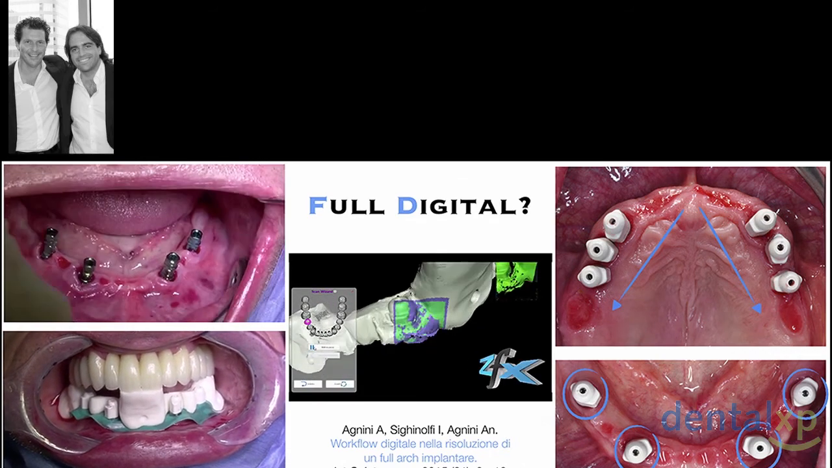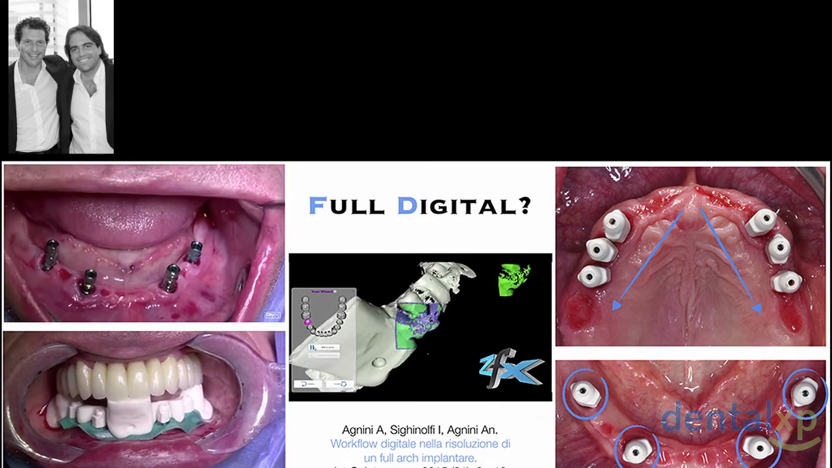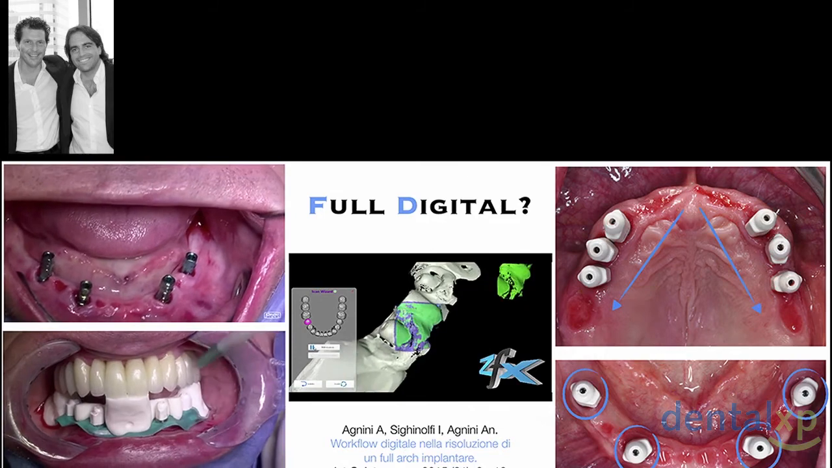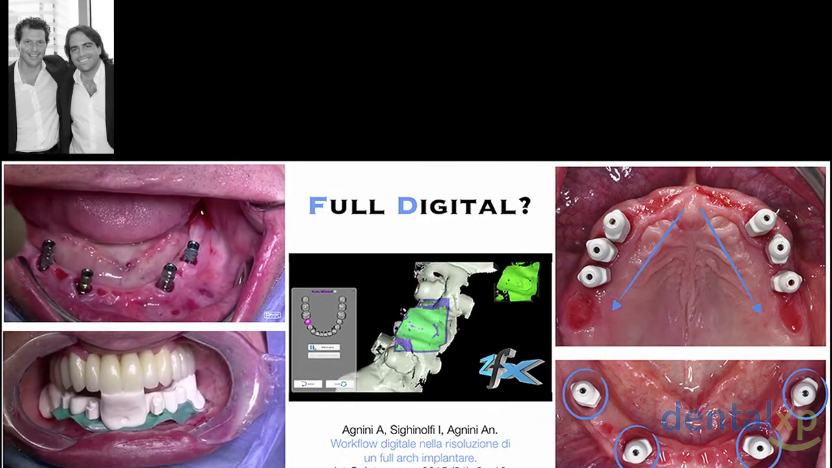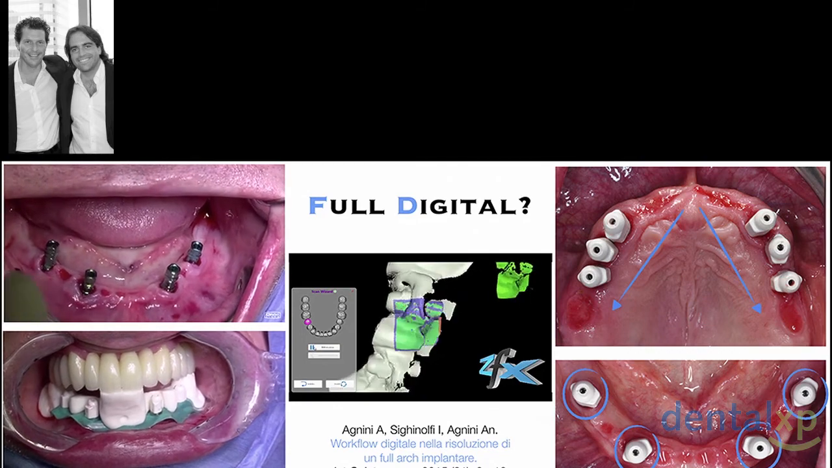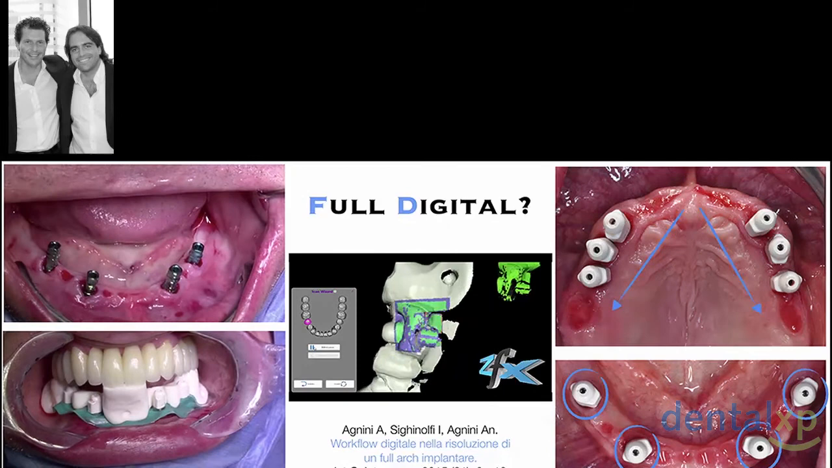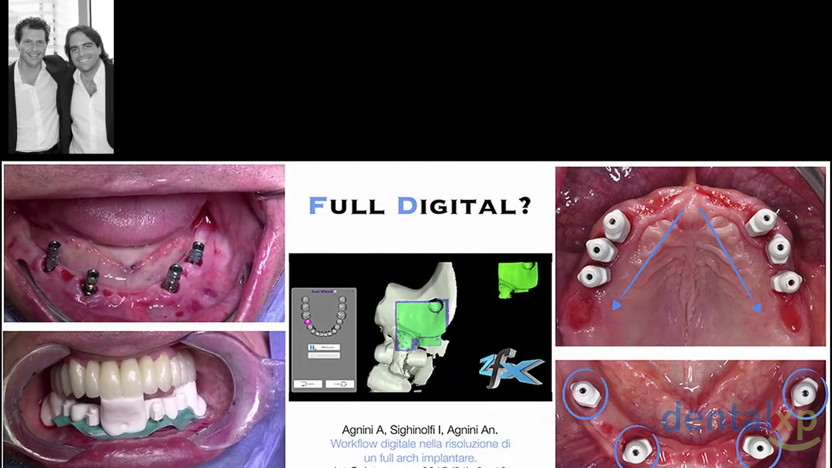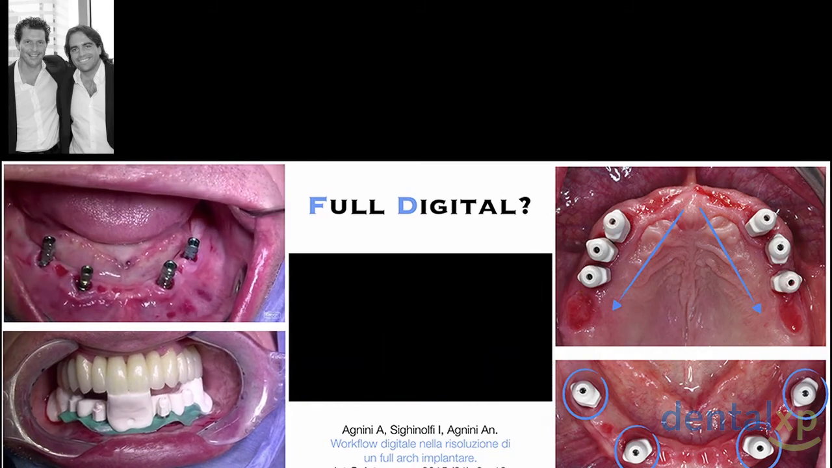Scanning strategy: how many scans do we need here? We need 5 scans. Upper provisional restoration, lower provisional restoration. And this provisional restoration should be accurate, because we want to copy and replicate it. And then we need to take the scan of the eccentric occlusion. So 5 scans. Clinical expertise and scanning strategy are going to make the difference if we want to be full digital in these kinds of cases.